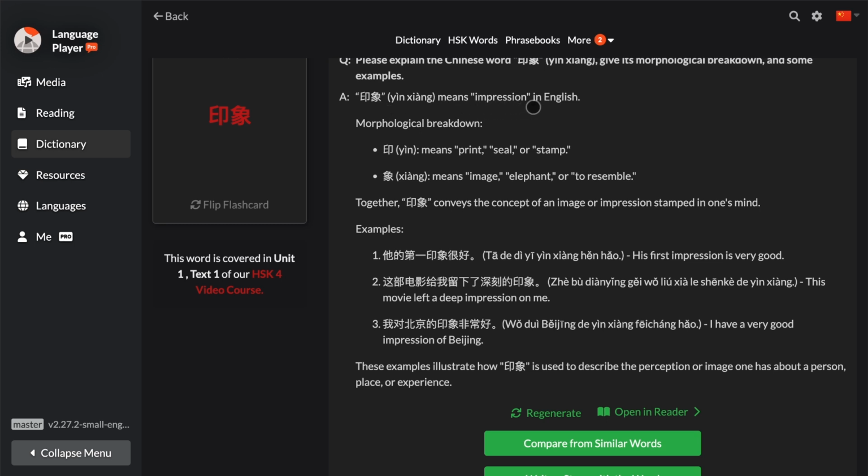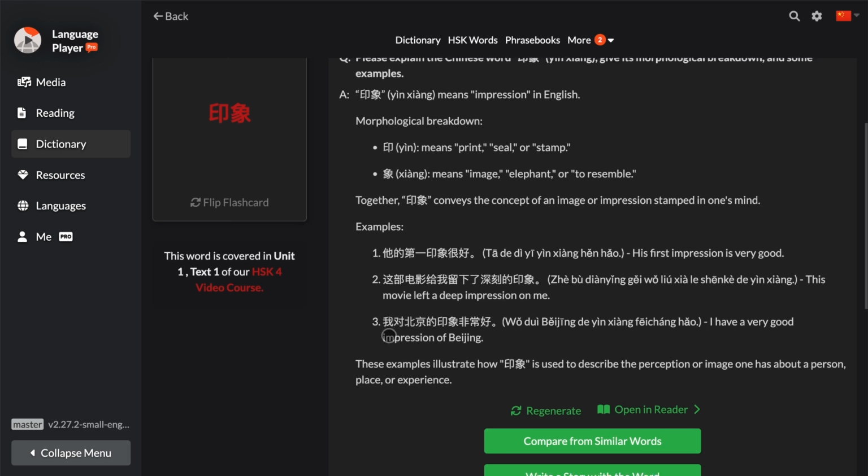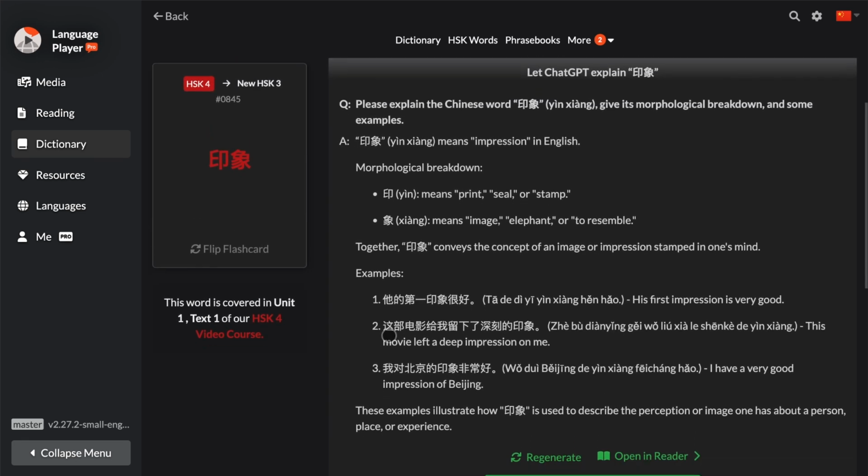印象 means impression in English. In the morphological breakdown, 印 means print or seal, 象 means image or elephant. Of course, it's not elephant in this context, but together 印象 conveys the concept of an image or an impression stamped in one's mind. So that's correct. And examples, 他的第一印象很好, and his first impression is very good. 这部电影给我留下了深刻的印象. Actually, this is deeply worrying. As a Chinese teacher, I think very often I'll be out of a job.